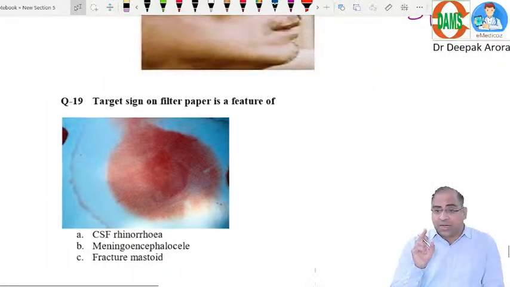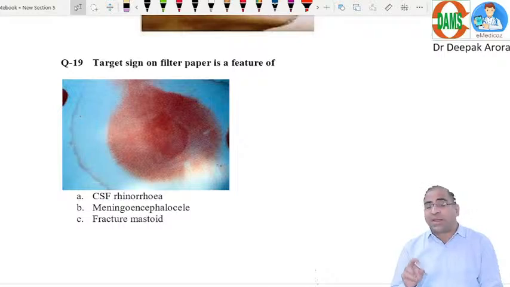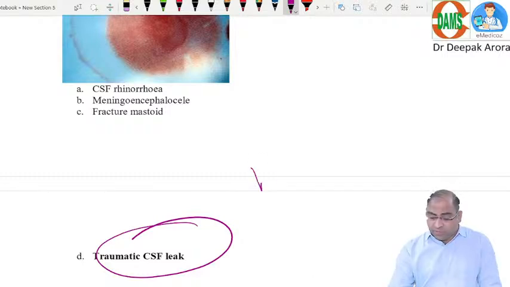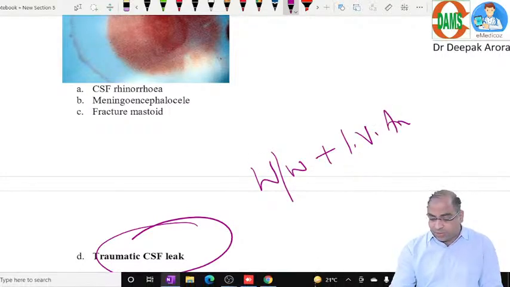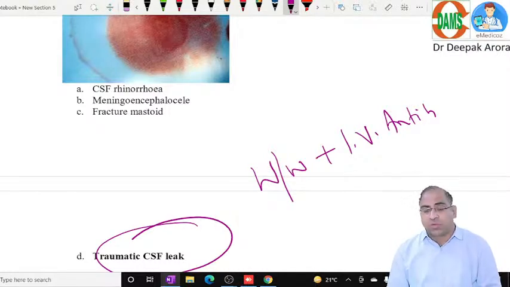Target sign, double ring sign, this is CSF rhinorrhea, traumatic CSF rhinorrhea. If the option is traumatic, I'll be going for traumatic CSF rhinorrhea. What will be the treatment? We prefer to wait and watch with IV antibiotics. If there is no improvement after 2 weeks, we can go for repair.